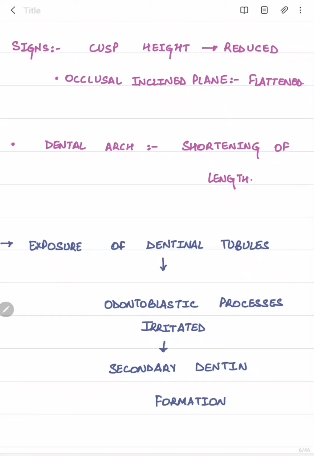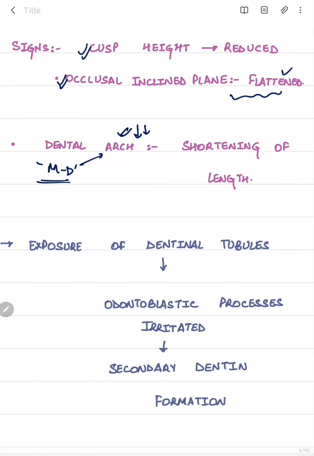The signs of physiological attrition are that the cusp height of the tooth is reduced, the occlusal inclined plane is flattened, and there is shortening of the length of the dental arch due to decrease in the mesiodistal dimension of the teeth. As the mesiodistal dimension of the teeth is reduced, it will cause reduction in the length of the dental arch.